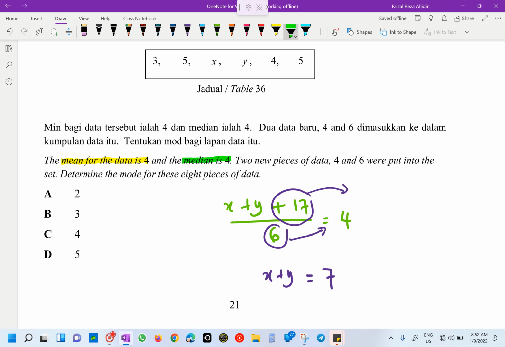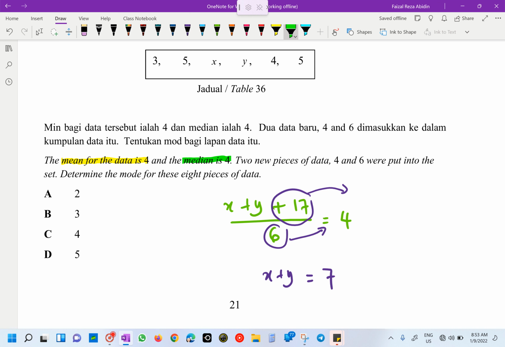Okay, but how did you know that this one is already rearranged? Arranged already or not? No. Because we have 3, 5, and then maybe X and Y can be more than 5, maybe less than 3, isn't it? Is it you are going to put X plus Y divided by 2? Okay, tak apa. Okay, now.